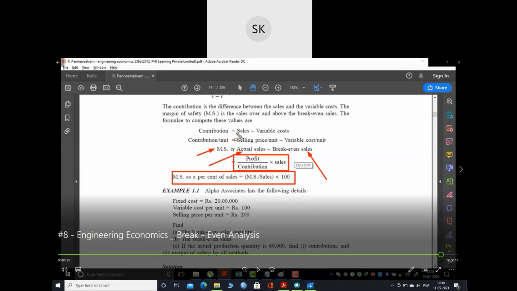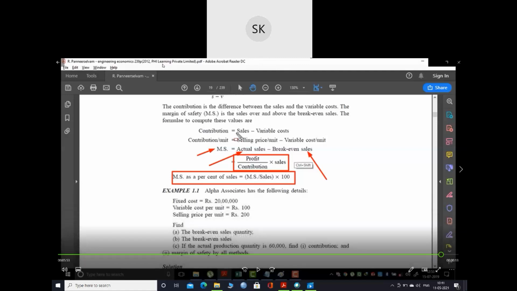There will be two formulas to find out the margin of safety. That means at what point you can increase your sales. So actual sales minus break-even sales, or you can find the margin of safety by the formula profit divided by contribution into sales. And if you want to find it in terms of percentage, it will be MS, margin of safety, divided by sales into 100. So let's move to one numerical, and it will be more clear, I guess.